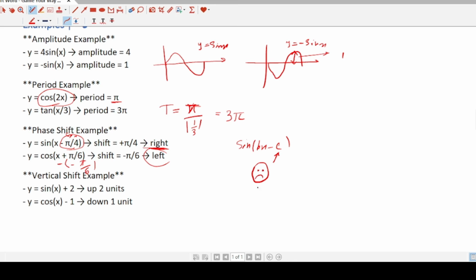Well, what happens if sine is added with a number? For example, plus 2 means the graph moves upward by 2. And if it is minus 1, the graph moves downward by 1.